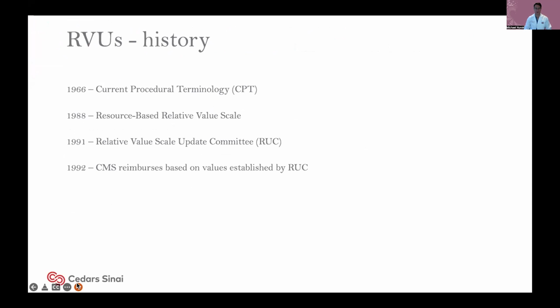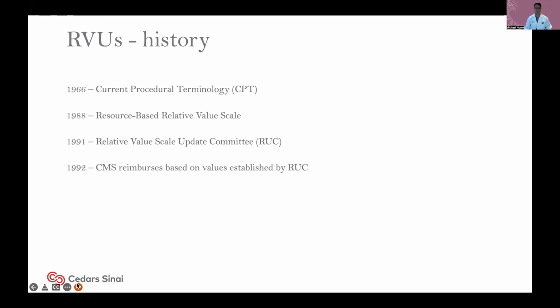So first, the history of RVUs. In 1966, Medicare developed the current procedural terminology codes, and that was an effort to standardize how medical interventions were defined. So that would be a clinic visit or an appendectomy, to try to use standardized language around that. In 1988, there was a group at Harvard School of Public Health that did a study, and they created what were called resource-based relative value scales. They took something like 30 individual procedures and tried to get a sense of how much effort went into them and how they should be differentially valued. And I'll share that with you in a moment.